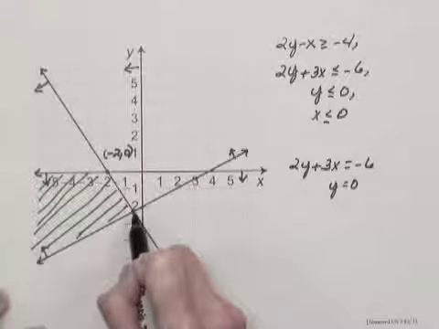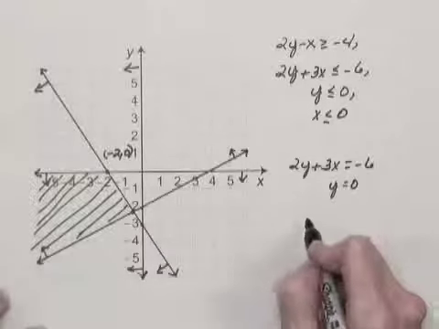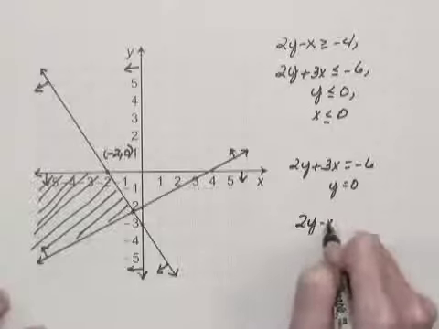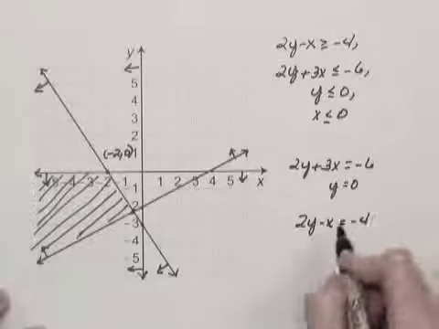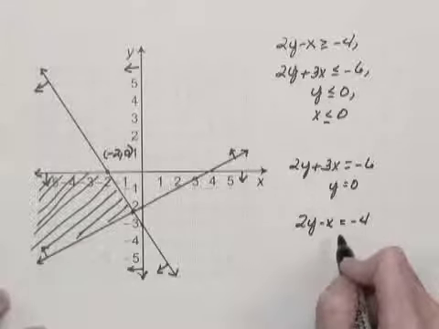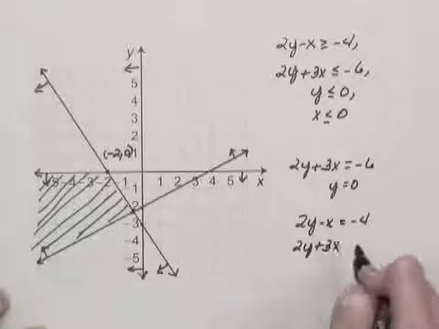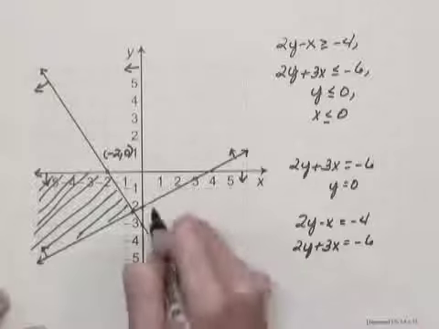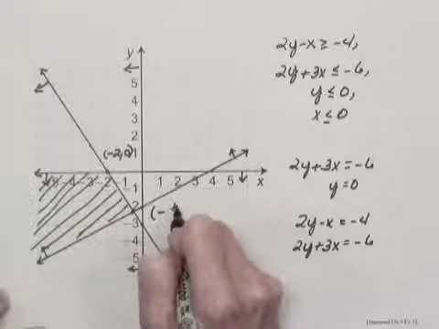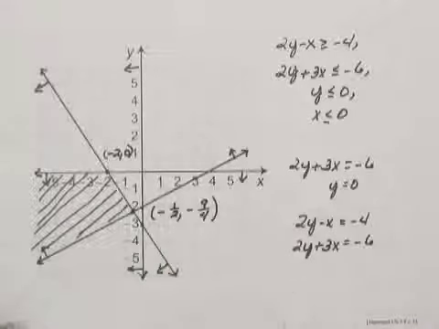And to find the coordinates of this vertex, I would solve the system of equations 2y minus x equals negative 4, and also I would add in the system 2y plus 3x equals negative 6, and when I solve this system of equations, I get the ordered pair (-1/2, -9/4). So those are the coordinates of the second vertex.